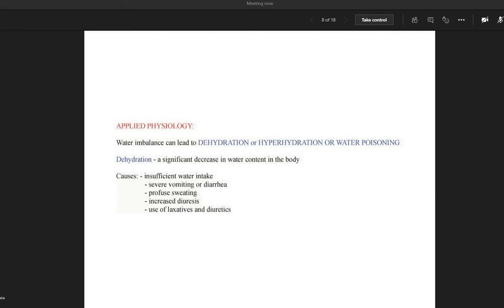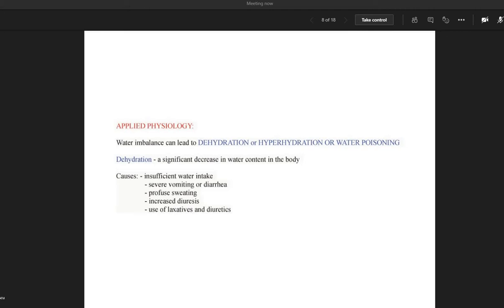You have here a few examples of situations that really lead, not only can, they really lead to dehydration. First, insufficient intake of water, which seems normal that if we don't drink enough water, we will end with a dehydration. Severe vomiting or diarrhea when we lose a lot of water, and you'll see that we lose also electrolytes.